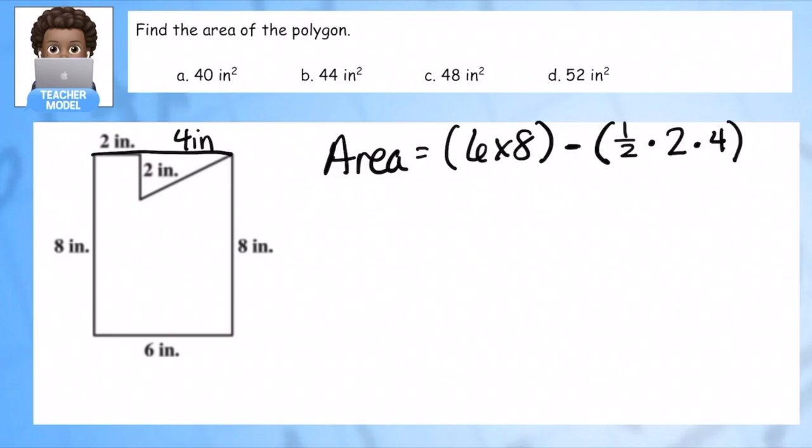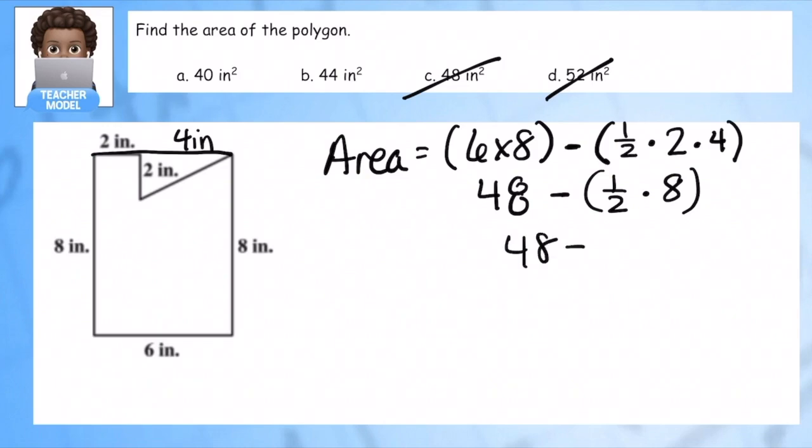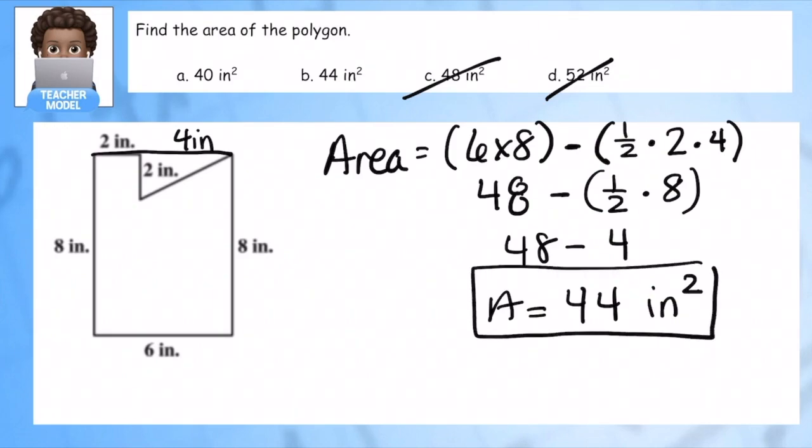All right, 6 times 8 is 48. And I have to minus the other part, so I already know C is not it. And I know it's going to be less than 48, so D would not be it either. So 1/2 times 8 is 4. 48 minus 4 is 44. So area is equal to 44 inches squared. So here it is. That is my answer. Hit pause so you can jot this down into your notes.